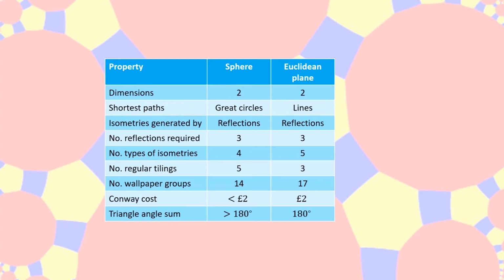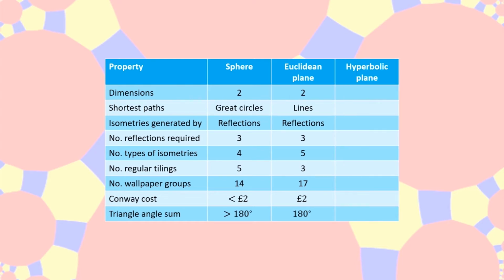At the start of the last video, I showed you this table. Now when you looked at that, perhaps you spotted that there are some entries missing. And now if I add a column for the hyperbolic plane, we can fill in some of those gaps. What you'll also notice is just how similar the hyperbolic plane is to those other two spaces.